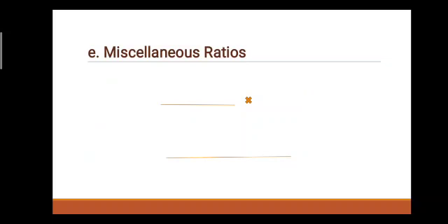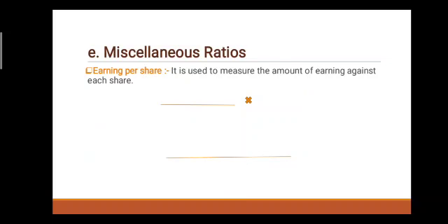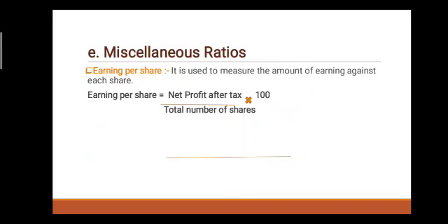The next, fifth type: miscellaneous ratios. The following are some of the ratios which are not covered under the main categories. The first is earning per share. It is used to measure the amount of earning against each share. Earning per share is equal to net profit after tax divided by total number of shares, into 100.